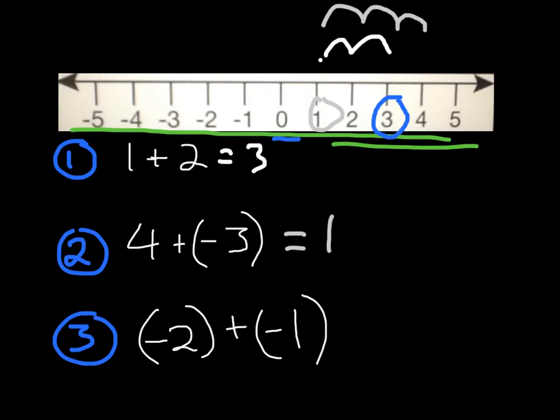Okay, number 3, we have -2 plus 1. So here we're starting at -2, -2 plus a -1. And so we will be going to the left again, 1 spot, and there you see we end up at -3. So -2 plus a -1 equals -3.